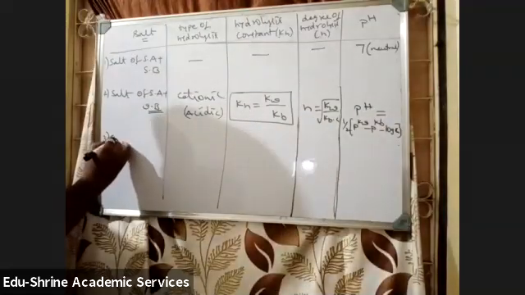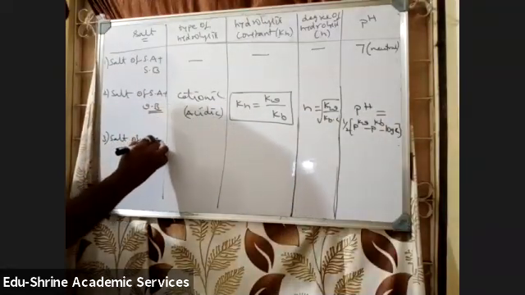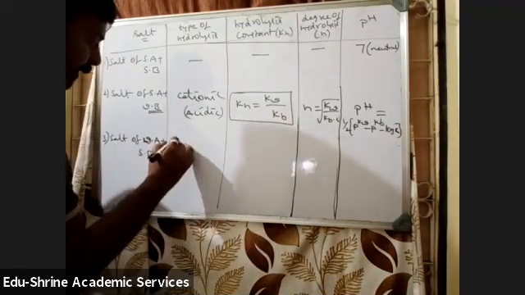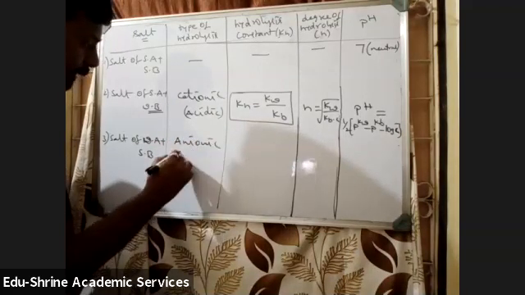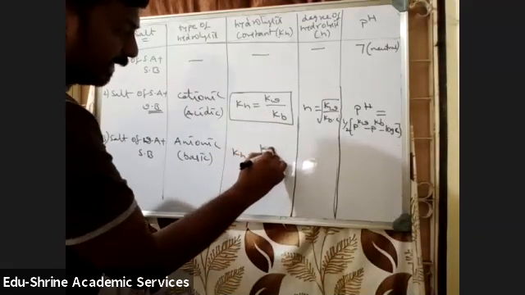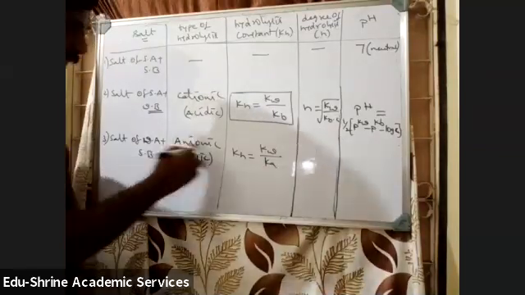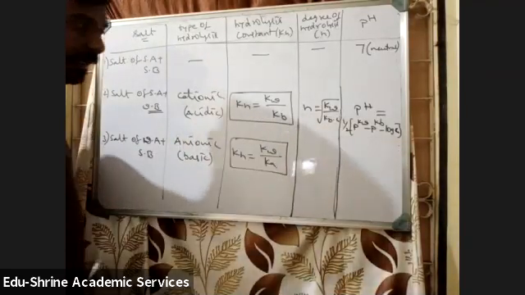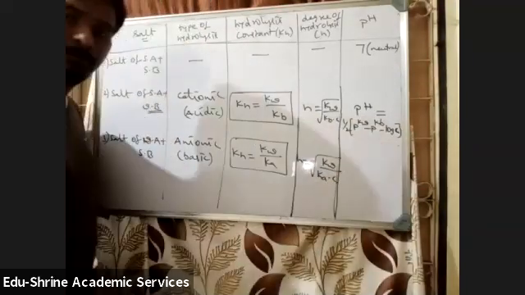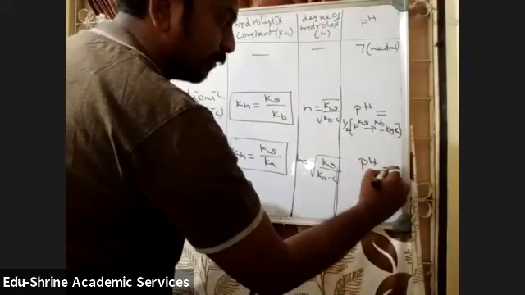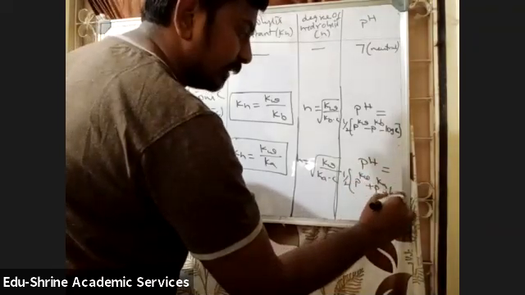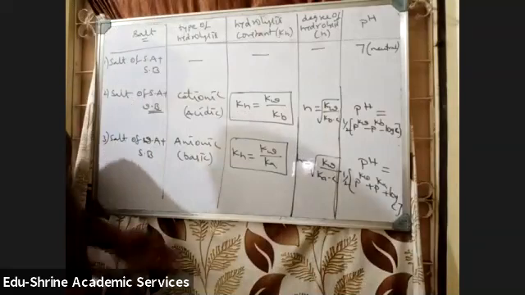Okay, next one is salt of weak acid plus strong base. Anionic hydrolysis, and the nature of solution will be basic. The formula to calculate KH will be Kw by Ka, because the acid is weak here. H value will be equal to root of Kw by Ka into C. And the formula to calculate pH will be half into pKw plus pKa plus log C. I won't do it here, the last one I'll give.